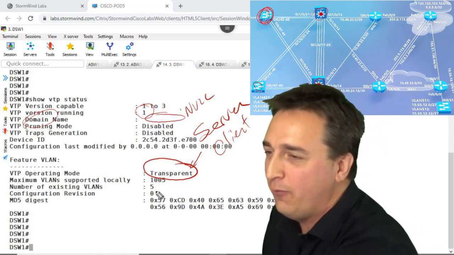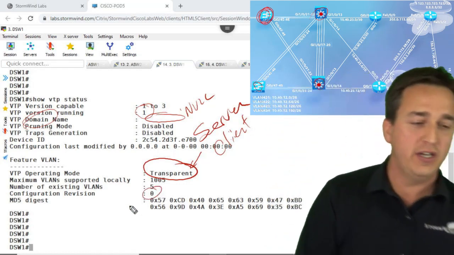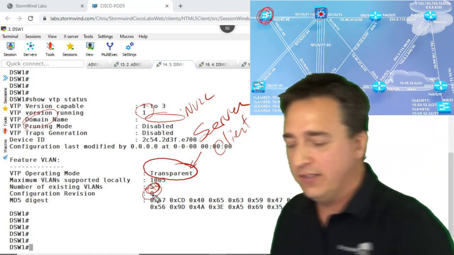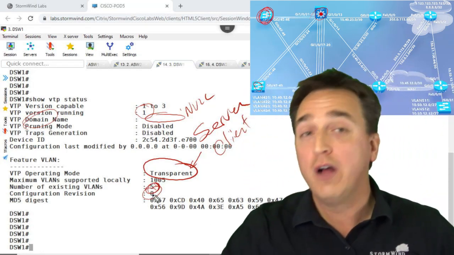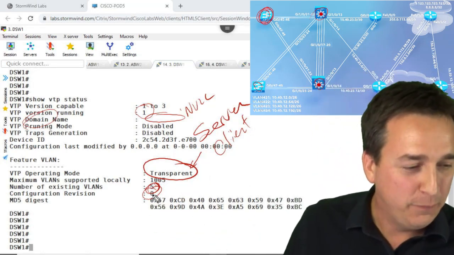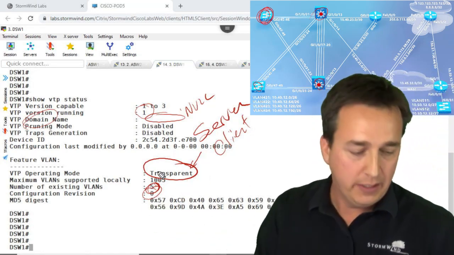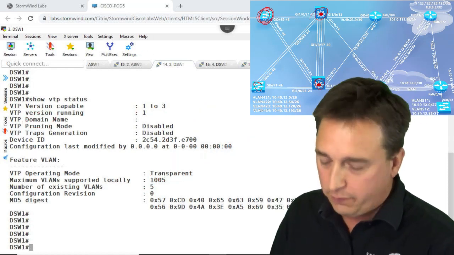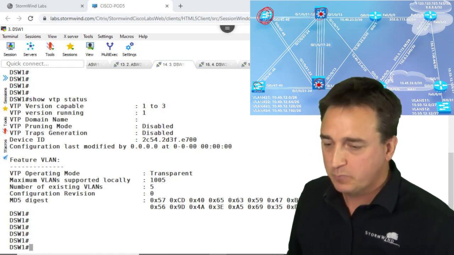In addition to that, what in the world's the configuration revision number? And why is it 0 here, even though I have VLANs configured? More on that in my CCNA courses. So VTP, definitely a topic that you want to make sure you don't omit when you are preparing for this certification exam.